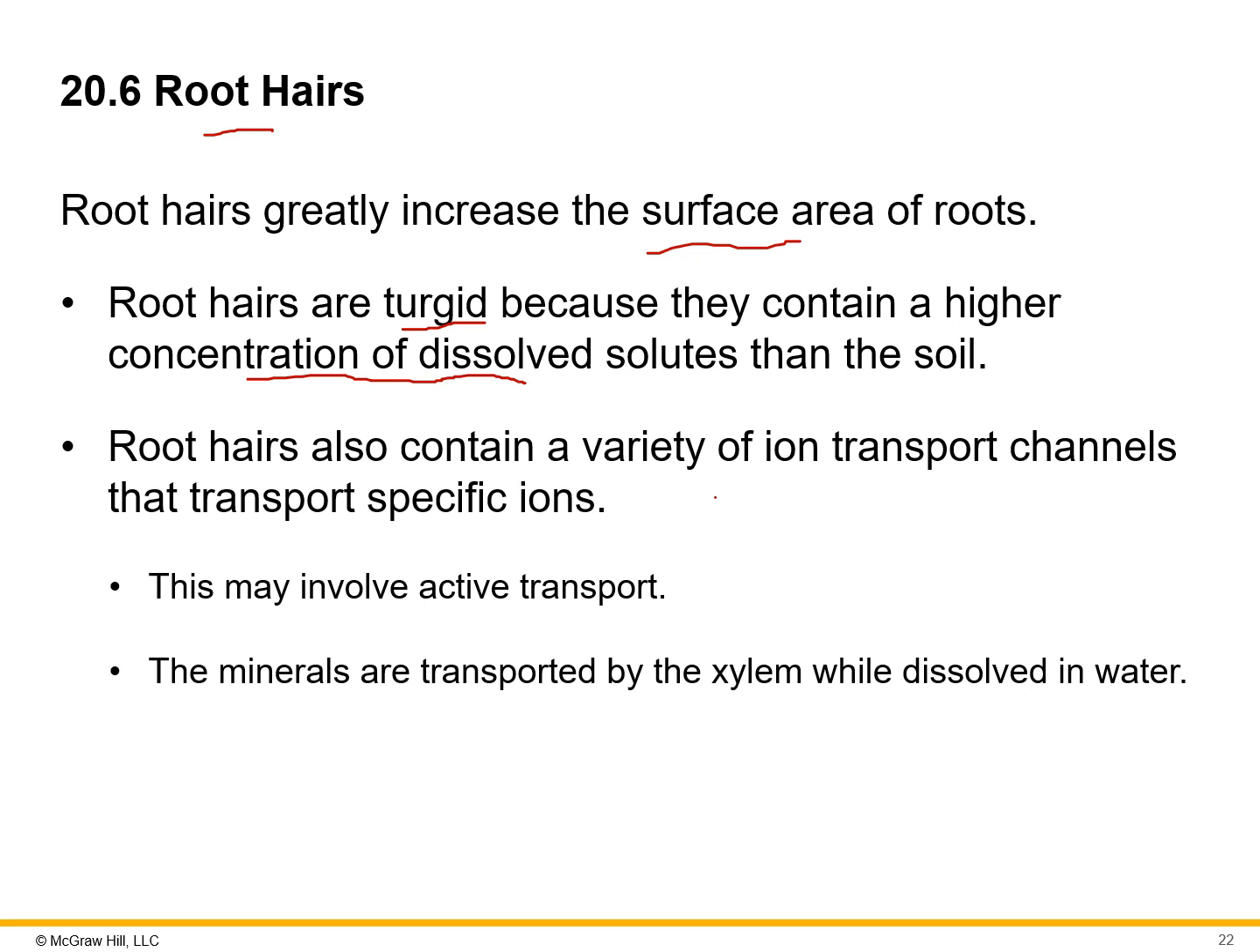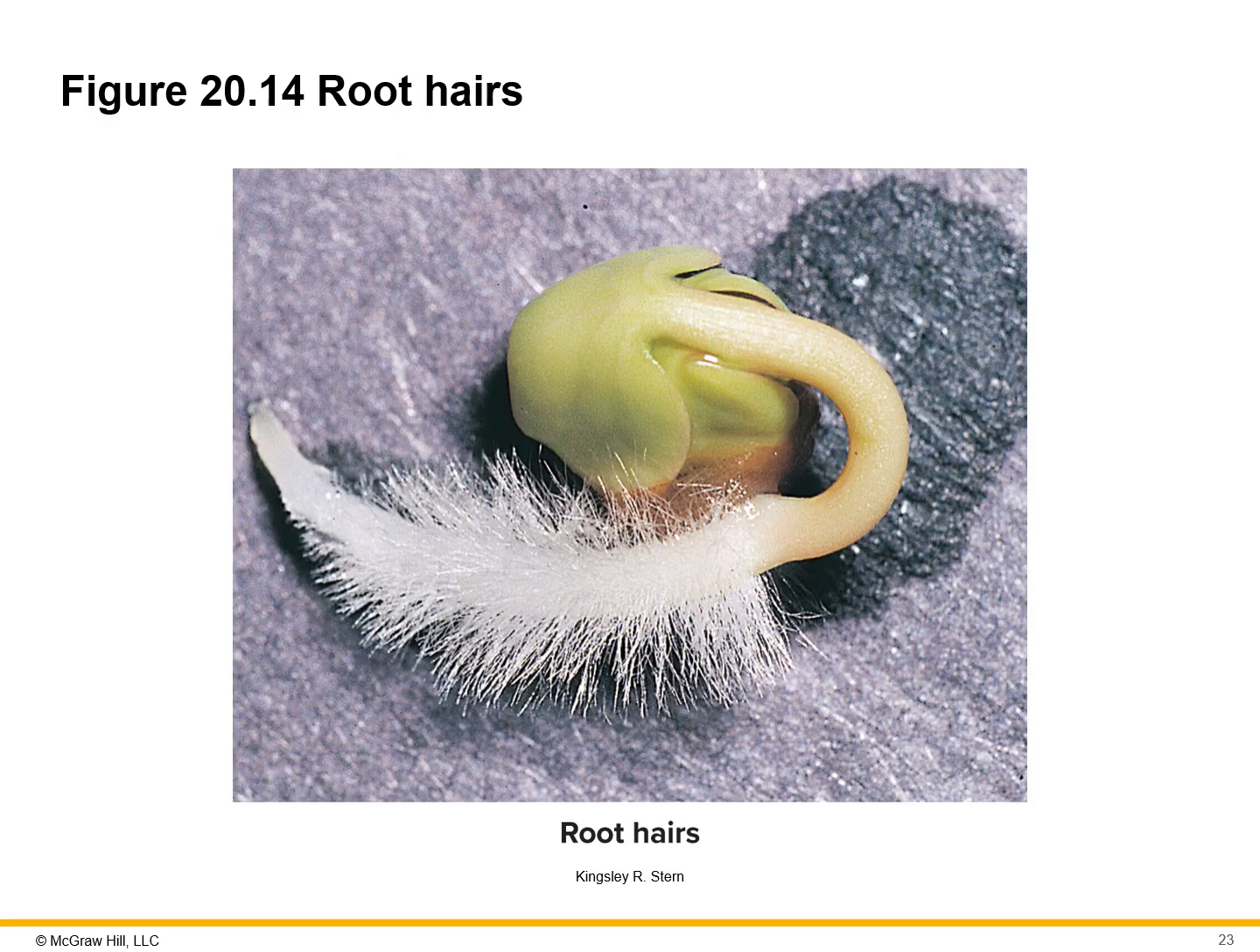They also have different ion transport channels, so that is going to allow the transport of specific ions to keep a hypertonic environment. And some of that may involve active transport. So energy may need to be expended to keep those cells hypertonic, which allows water to keep coming into them. And then those minerals are transported by the xylem because they're dissolved as solutes inside of the water. And this is just, again, showing those root hairs. So the more root hairs there are, the more water and minerals that can ultimately be absorbed.